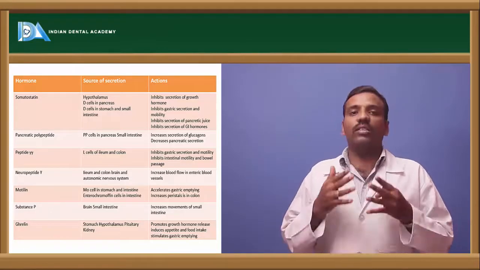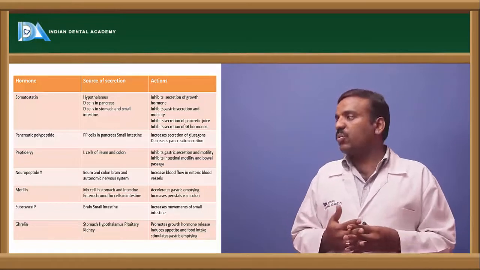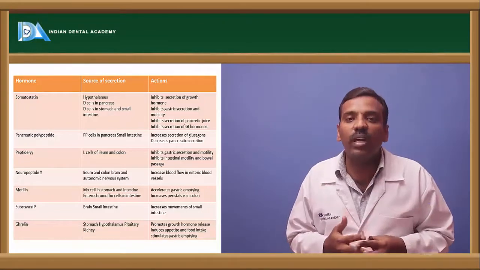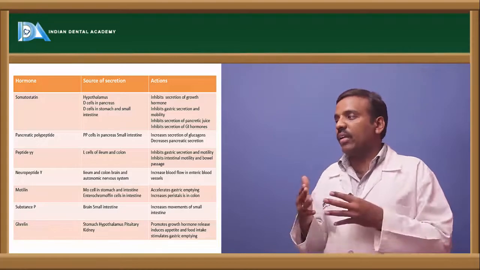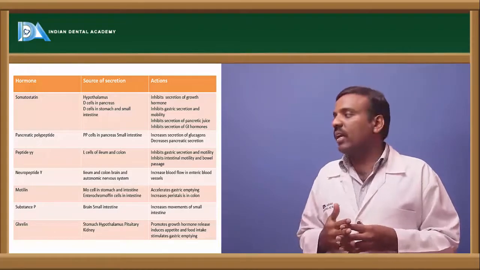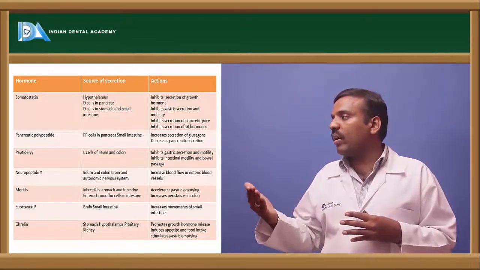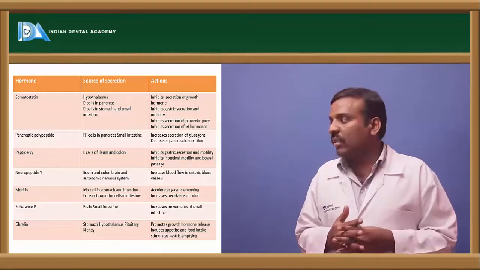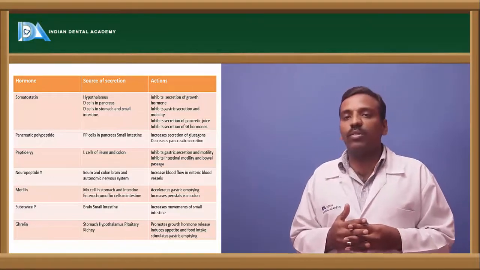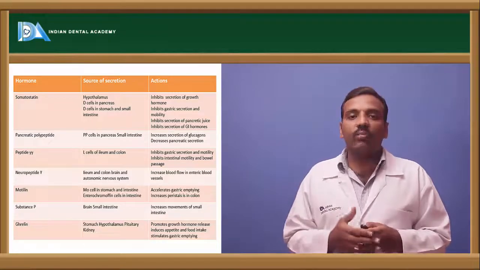Okay, and after that substance P. This substance P increases the movements of the small intestine. And next one is ghrelin. So by this ghrelin, it promotes growth hormone release, induces appetite, and the food intake is stimulated by the gastric emptying.